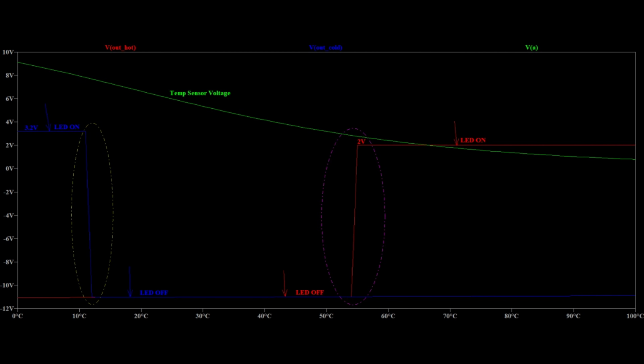Therefore, the entire temperature range can be divided into three regions. From 0 to 12 degrees Celsius, the system indicates too cold condition. From 12 to 55 degrees Celsius, the system remains normal. Above 55 degrees Celsius, the system indicates too hot condition.